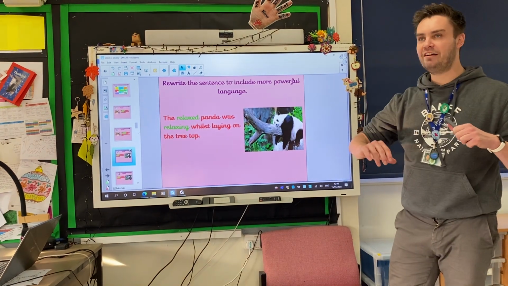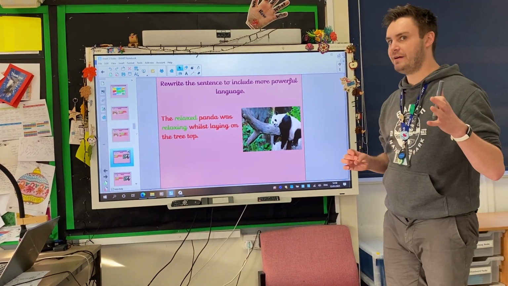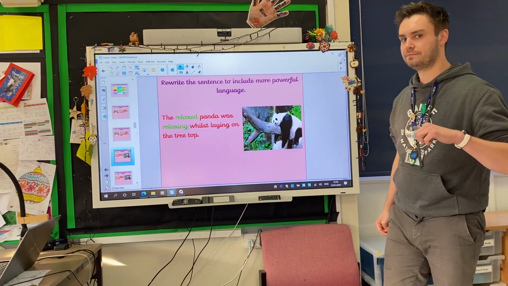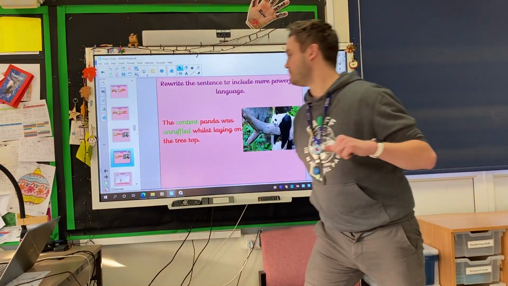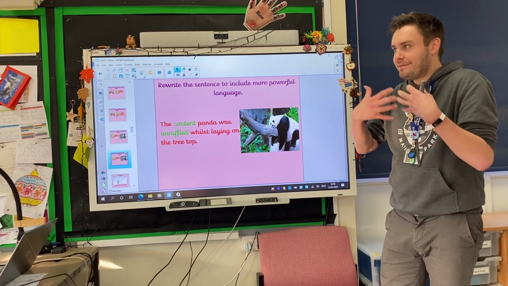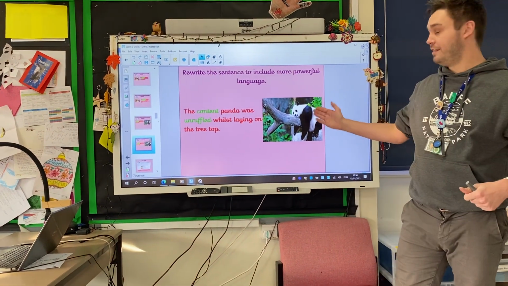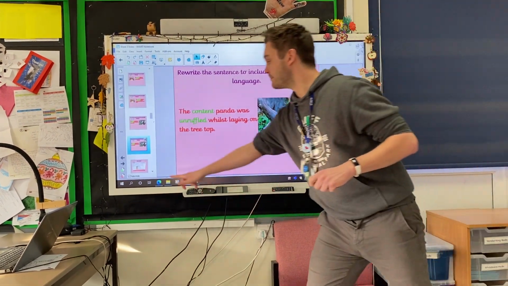Again, rewrite this sentence. The relaxed panda was relaxing whilst on the treetop. Use your word mat. Off you go. This time I've changed to content and unruffled. It makes me feel a lot calmer. It makes me feel a lot more relaxed. It gives me an idea that I'm feeling like that panda's feeling right now.